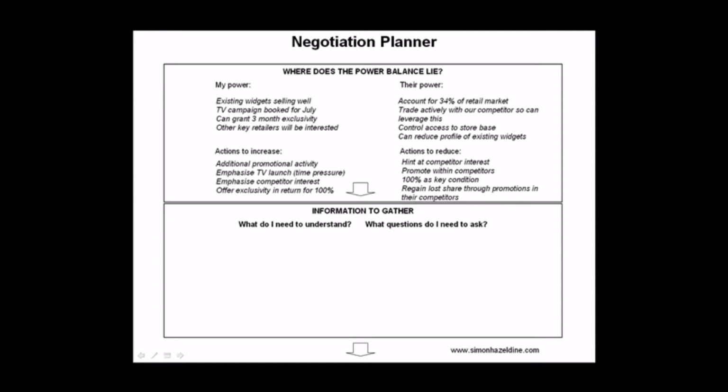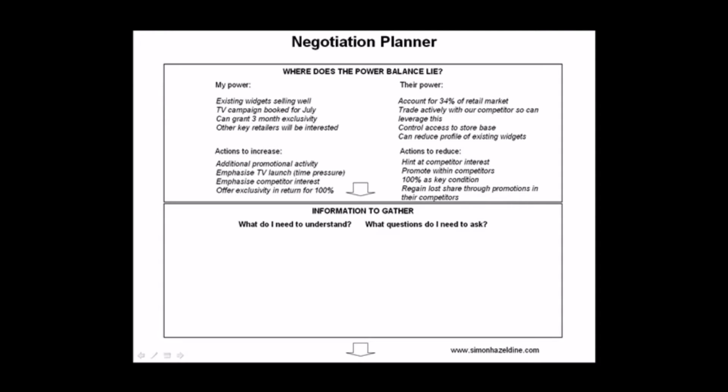So things to reduce their power, things we could do will be to make it apparent that the competitors are interested. We could potentially promote within the competitors of theirs our existing widgets that will maybe pull shoppers away from their stores. We could have 100% store listing as a key condition. We'll really dig our heels in on that. And if we do lose any share, if the negotiation doesn't go well and we do fall out with each other to some extent, we could regain that lost share through promoting in their competitors.